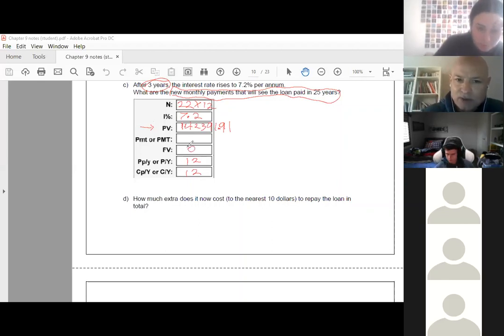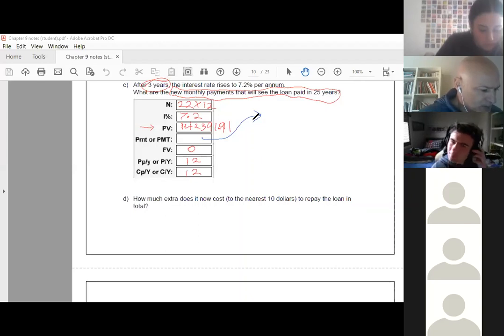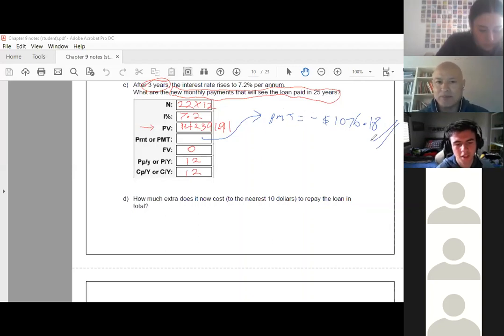We're still going to finish the loan in 25 years, so the future value will still be 0. We have to work out our new monthly payment. So I've got 22 times 12, 7.2, present value 142,391.91. PMT I've got to find out, future value is 0. So my PMT equals negative 1076.18, already rounded. So that's now what I need to pay compared to what I was paying every month. Any questions on that one?